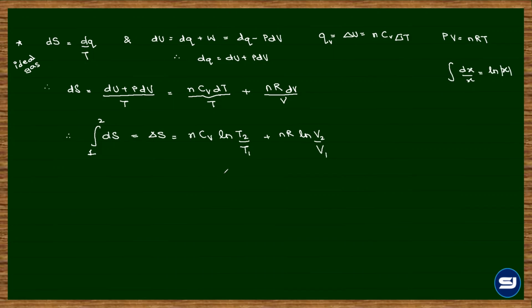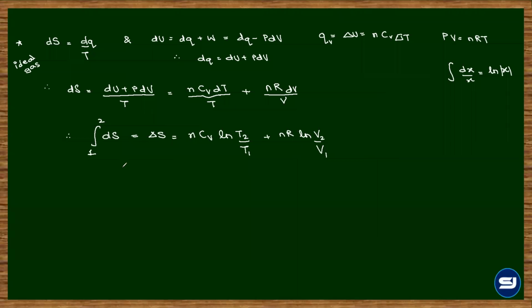Just look at the given data now. Delta S is n times Cv ln T2 by T1 plus R ln V2 by V1. And if you substitute Cv with Cp minus R, you will get the other relation which is given. Understood?